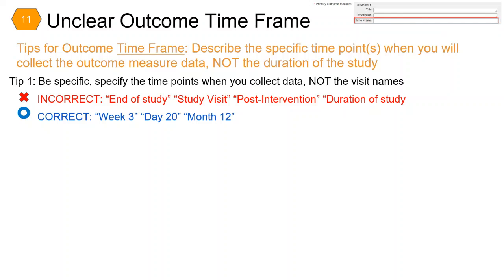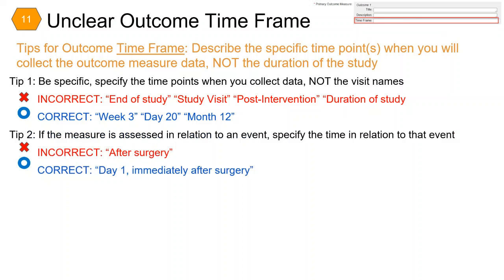You need to describe the specific time point when you will collect the outcome measure data, not the duration of the trial. So you have to be specific. Again, specify the time points when you collect the data, and not the visit name. So you can't just say end of the trial or post-intervention. That will not be accepted. You need to say week 3 or approximately week 3. So it needs to be very, very specific.